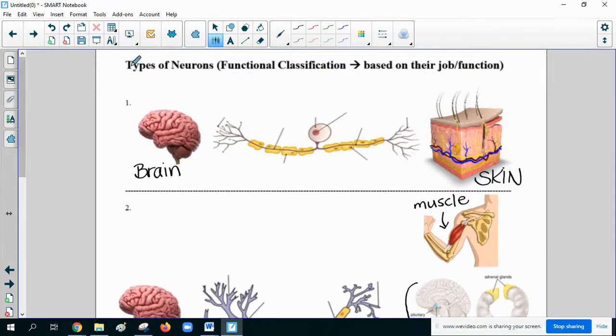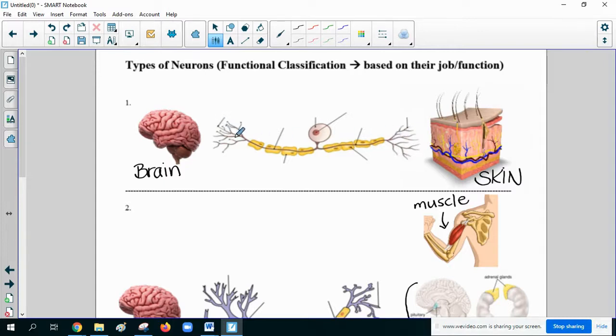Okay, so notice the title at the top, types of neurons. We're going to classify them according to their job or their functions. This is called a functional classification. All right, so we see a brain, we see a skin, we see this random something in between. This is a special type of neuron. It looks a little different than what we discussed before.